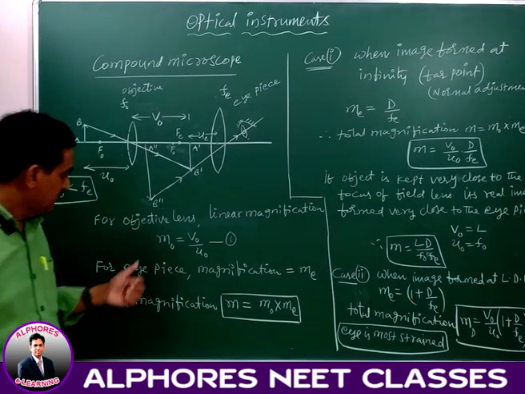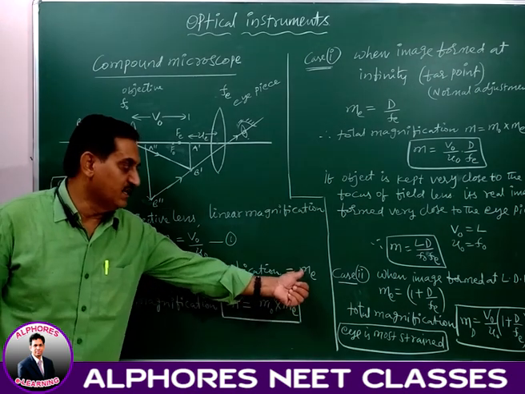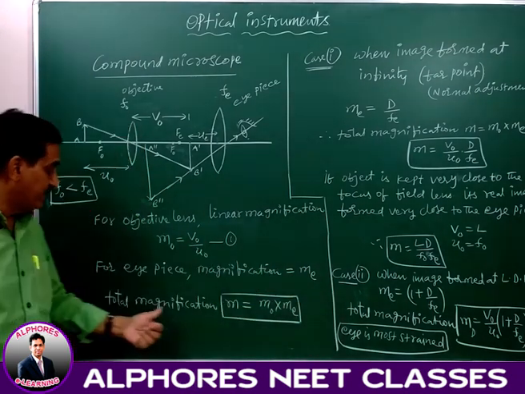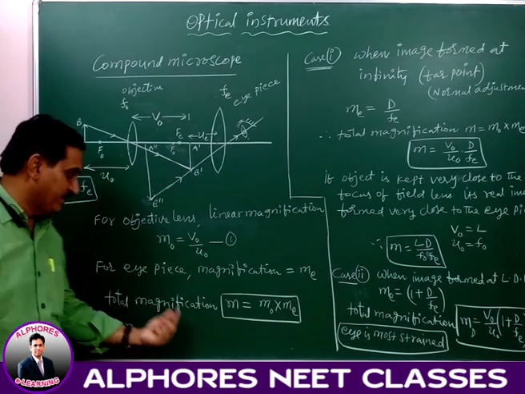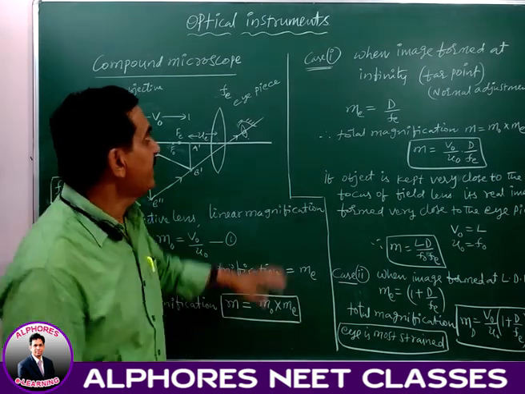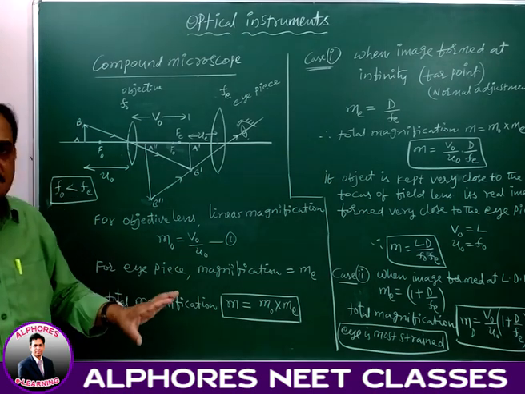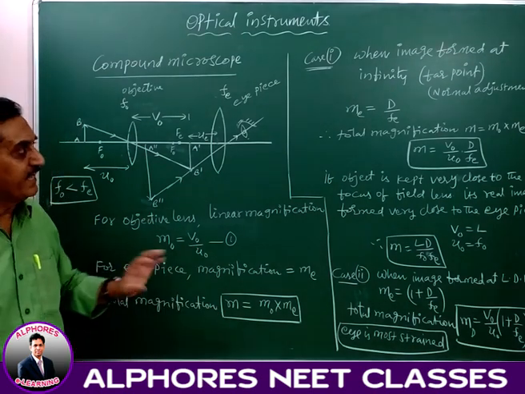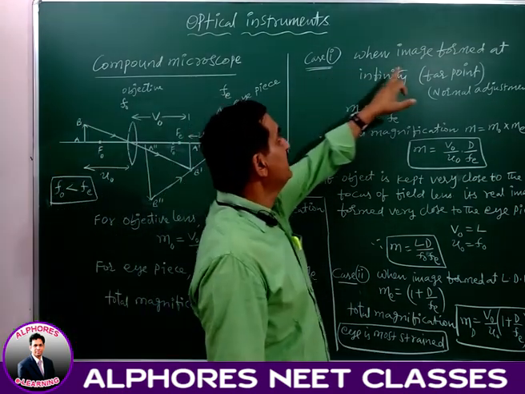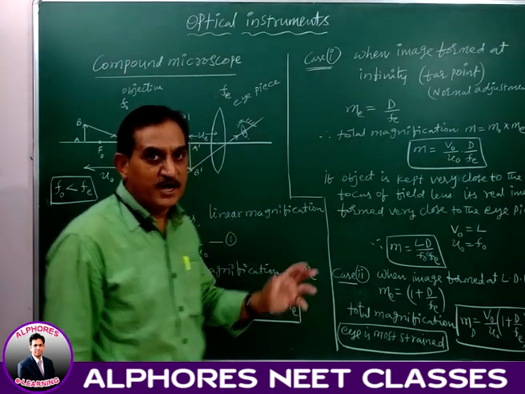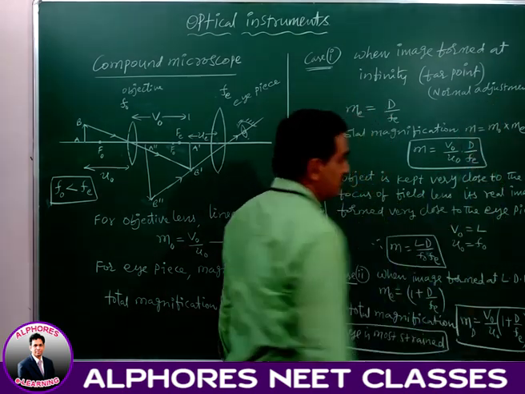Keep it aside. Then go for the eyepiece magnification, that is me, let it be. Then the total magnification of this instrument, the compound microscope, is m naught into me. Okay, right? So there are two cases. As we discussed two cases for the simple microscope, again we are discussing two cases for the compound microscope. So case 1, when the image is formed at infinity, far point or normal adjustment. This is far point adjustment or normal adjustment.